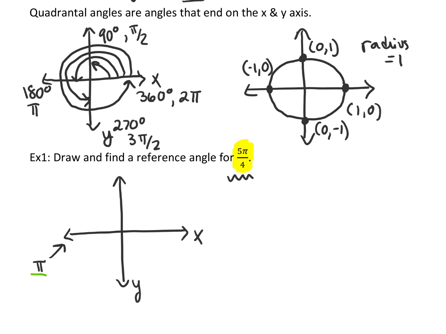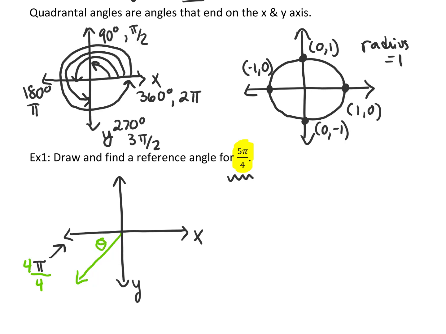If I look at the question that was given to me, it's 5 pi over 4. So what I'm going to do is make a common denominator. 4 pi over 4 is the same as pi. The reason why I'm making a common denominator is because I'm trying to figure out where 5 pi over 4 falls. So 5 pi over 4 would fall a little bit further past 4 pi over 4. So it's going to be in the third quadrant.